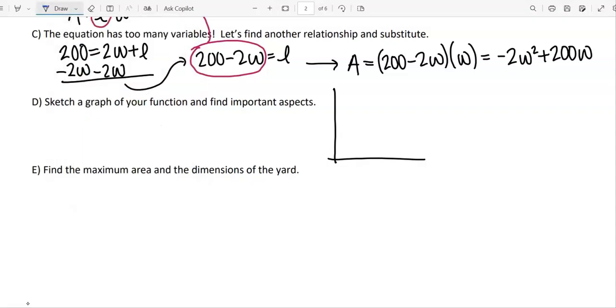Do you know our y-intercept? What would happen if you plugged in 0 for your width? Yeah, it'd be 0, right? So we know that we cross at 0, 0. Is there a way that we could get the other x-intercept so that we can sketch our picture? So we know that it's a parabola opening downward. Is there a way that we could get this other x-intercept?